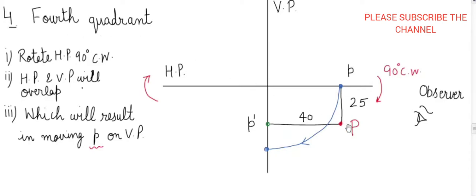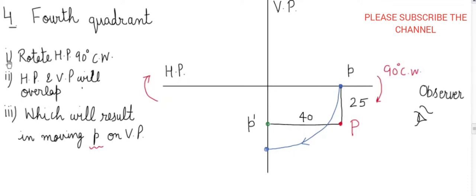The point is lying 40 mm in front of VP, 25 mm below HP. This red dot denotes our point location. So here the observer is seeing this point. The front view is projected somewhere like that. This is the front view denotation. And when we see the point from here, the point P's top view is projected on HP. This shows the top view.